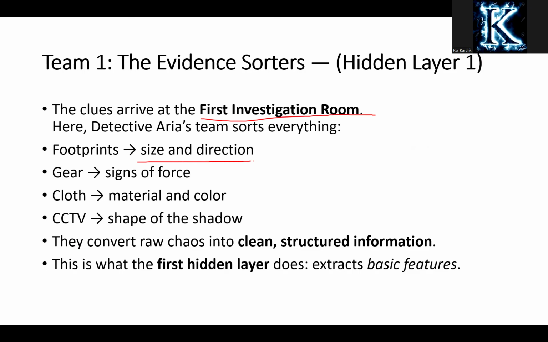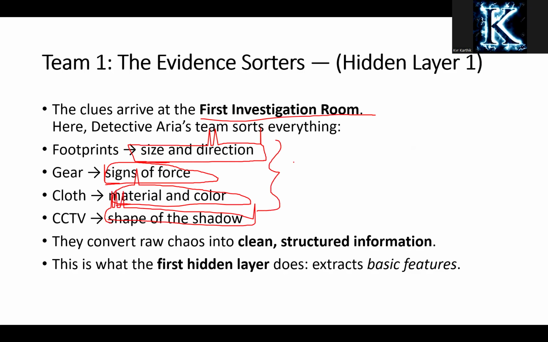So first, based on the footprints, we need to recap the features of size and direction of the travel of those footprints, and the gear, how forcefully the gear has been stopped, and what the material and colors are. These are to be trained first, and the shape of the shadow is to be trained first. So that means in the first layer, we are going to extract all the features. That means all the feature engineering that relates to the case. These are trained first in the first investigation room.